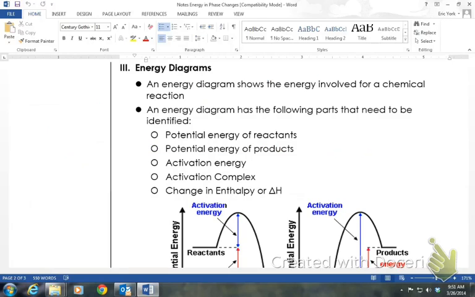Now, before we complete this last section on energy diagrams, I want everybody to stand up. We're going to do a little movement in the classroom. So go ahead, stand up, go.